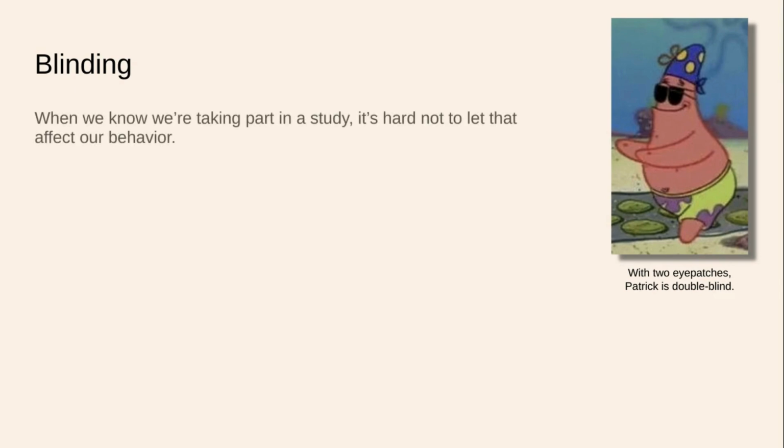We talked a little bit about blinding on the last slide. Let's talk a little bit more about the process of blinding in statistics. When we know that we are taking part in a study, it's difficult not to let that affect our behavior in some way. This is known as the Hawthorne effect. Now, that's a kind of an obscure name. Where does that come from?